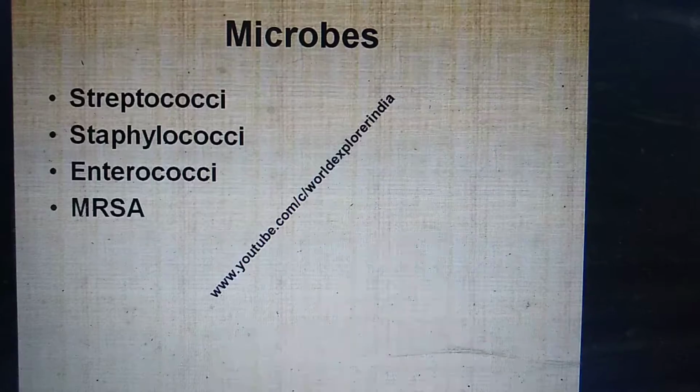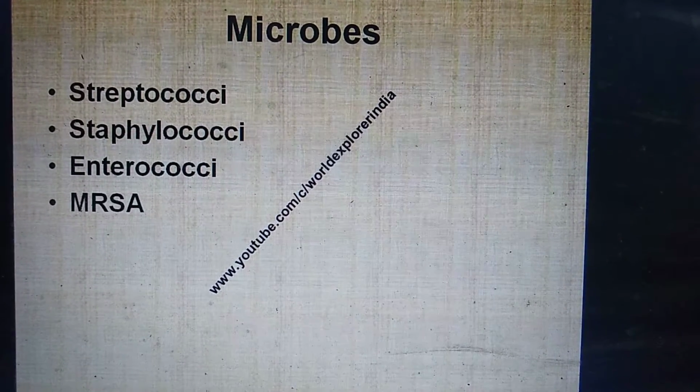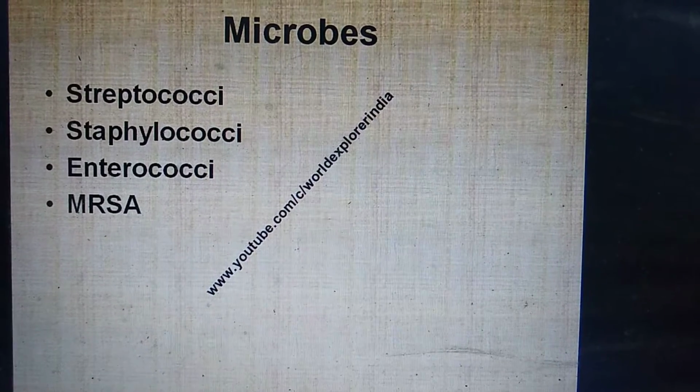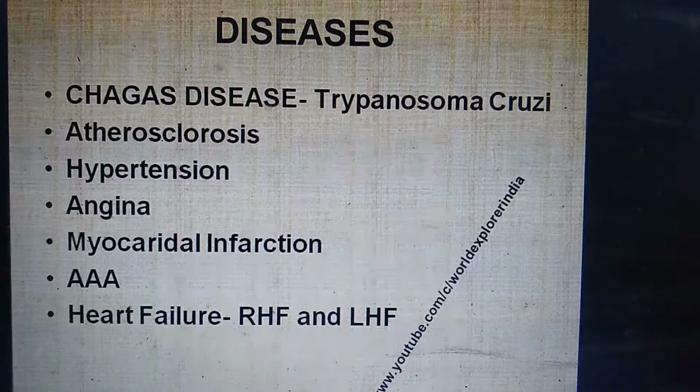These are the microbes which cause infections to the heart: streptococci, staphylococci, enterococci and MRSA. These are the most common microbes, and again the list is endless.